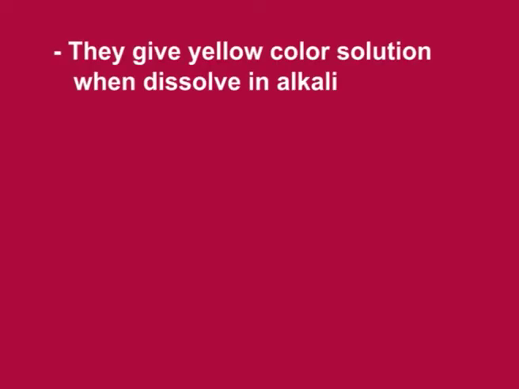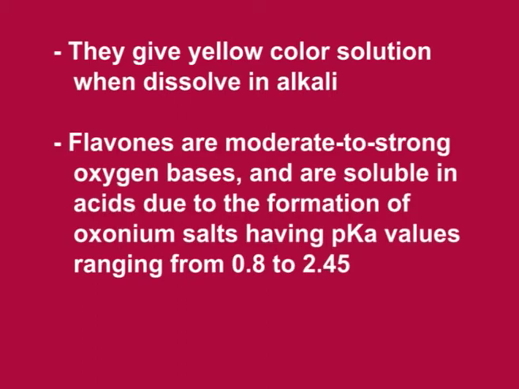Flavones are colorless to yellow crystalline substances soluble in water and ethanol. They give a yellow colored solution when dissolved in alkali. Flavones are moderate to strong oxygen bases and are soluble in acids due to the formation of oxonium salts having pKa values ranging from 0.8 to 2.45.